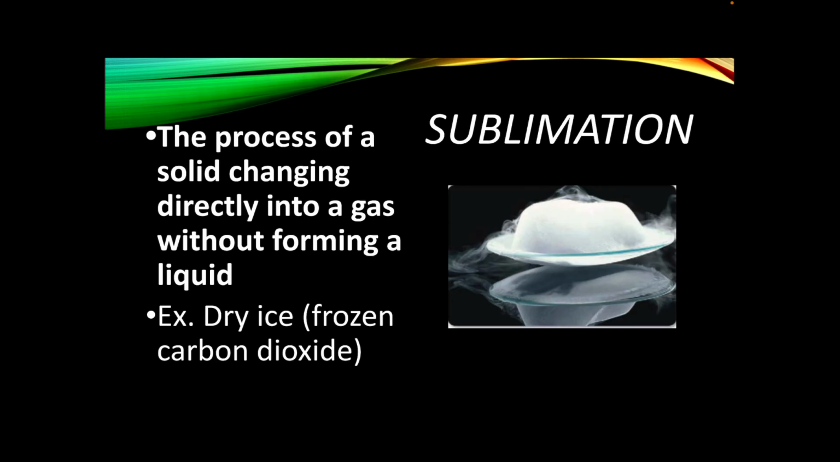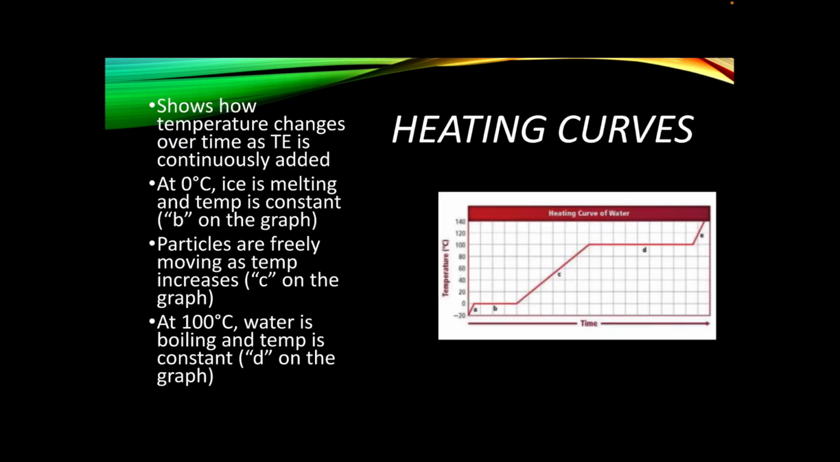Sublimation is the process of a solid changing directly into a gas without forming a liquid. So at some pressures, some substances can go from solid to gas without going through a liquid phase. And that is called sublimation. And this is what happens with dry ice, right? Dry ice is frozen carbon dioxide. So it can literally go from a solid to a gas without having to enter the liquid phase.